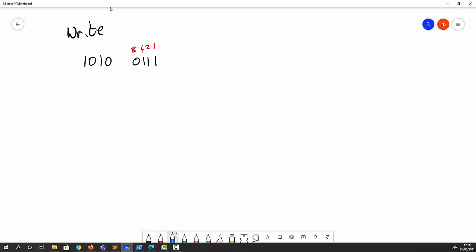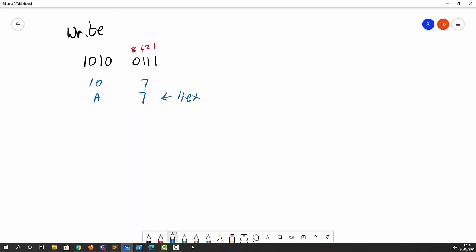Let's just go over this again. This is an 8. That's not there. This is a 2. That's not there. So 8 plus 2 is 10 in decimal. And in this one, we don't have an 8. We've got 4 plus 2 is 6, plus 1 is 7. Okay, so remember that 10 in hex is actually an A. So in hex, we're going to get A7. And that's the answer in hex.